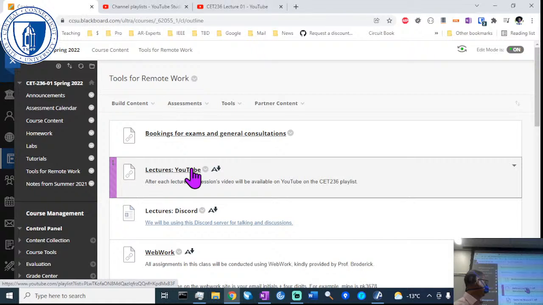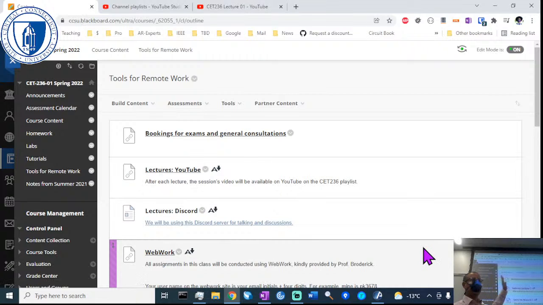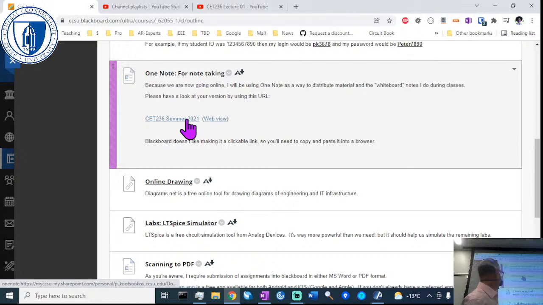I'll also put, previously when I've been online, remote, I've been doing my lectures over Discord. I do have a Discord server. Sometimes that's the quickest way to get a question answered. I mean, unless we go remote, I'm not going to use that. And this is the old version of the link to OneNote. I have to update that as well. Remind myself. Okay.